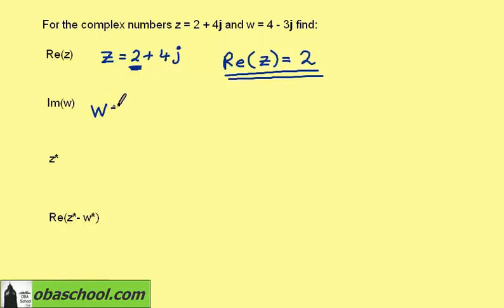The imaginary part of w is next. w is 4 minus 3j. We have a real part and an imaginary part. The imaginary part is just the coefficient. We don't involve the j, it's just the minus 3.